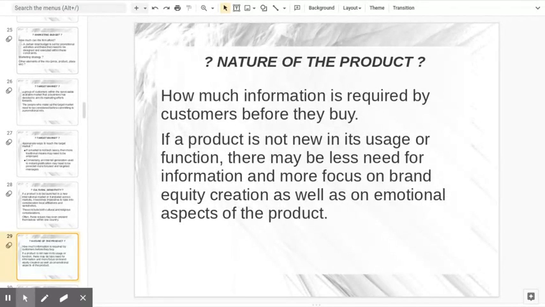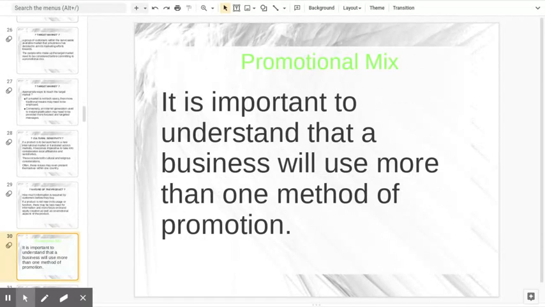Understanding where our product's at, I think that might be a little bit more of our life cycle thing. Maybe how much information we have to put out there and where we're at. So when we talk about our promotion, we talk about there being a promotional mix. It's important to understand that in a business we use more than one method of promotion. We don't put all of our eggs in one basket.